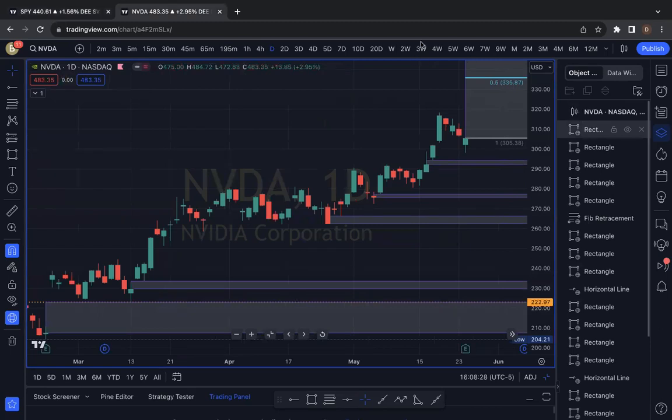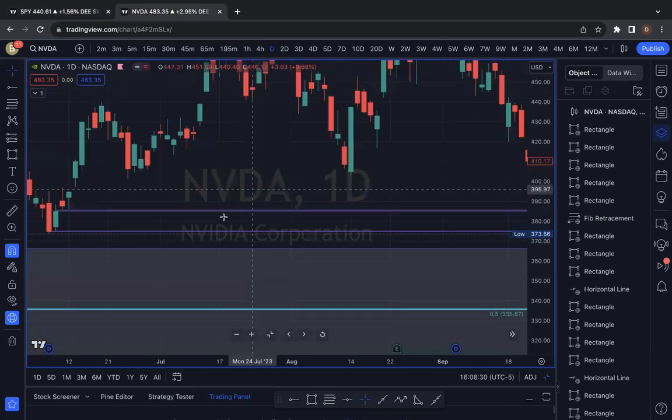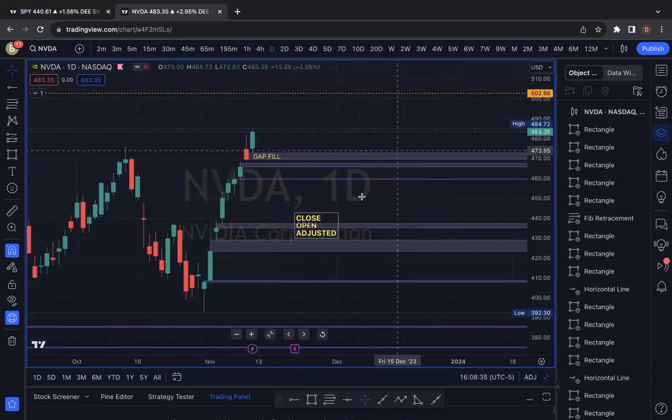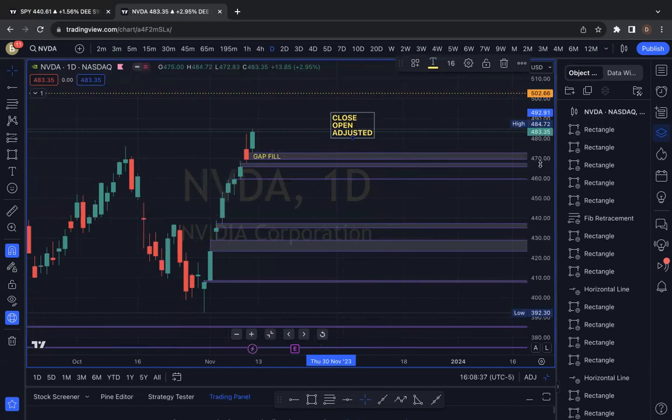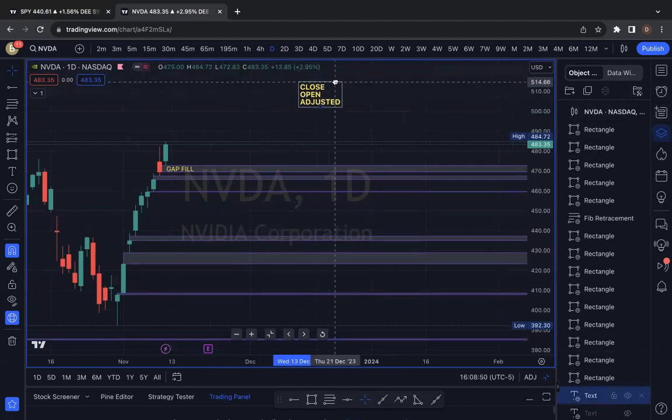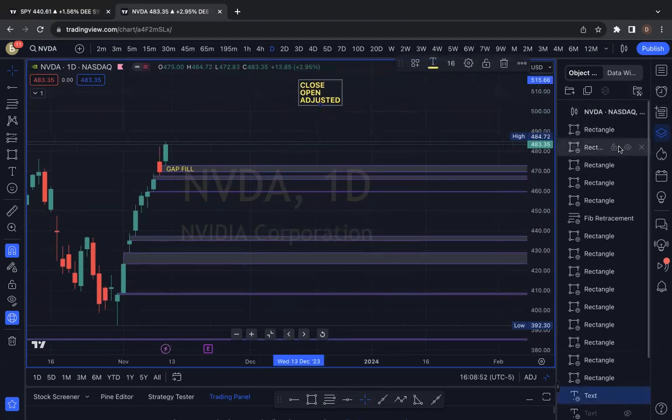Now, what I'm going to show you after, and this will be the final thing. After you've drawn all the gaps that you want to draw, it may be too much to be seeing all of this on your screen. That may be very annoying. So what you can do is, let me delete these horizontal lines, use your object tree. With your object tree, it allows you to categorize things and put them in groups. You can control them as a group instead of individually.